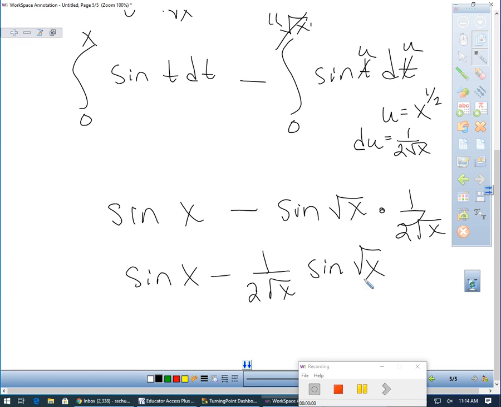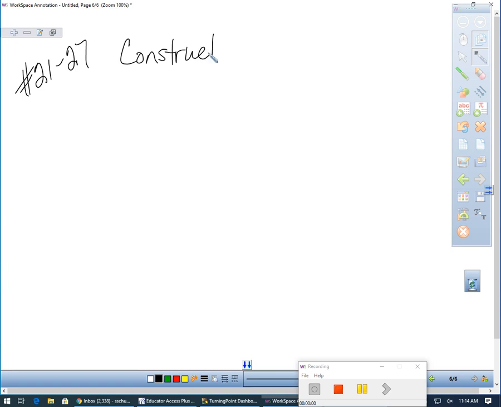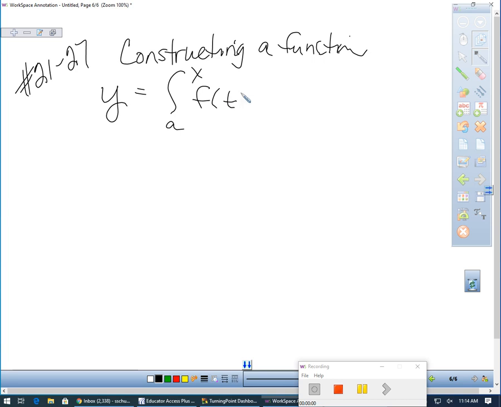All right, last thing I need to talk about. Last one. This is 21 through 27. These are even easier. We talked about constructing a function. You're going to be given, for example, let's say y equals the integral from a to x of f of t dt, plus c, with given conditions.